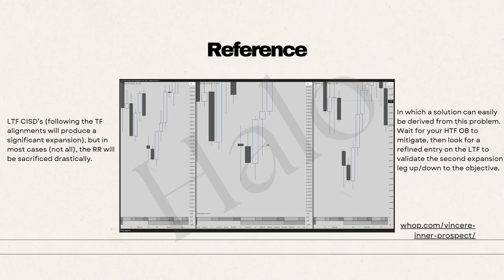Wait for your higher time frame order block to be mitigated and then look to refine it on the lower time frame to validate a second expansion, leg up or down depending on if it's a bullish or bearish order block / CISD. Now, why a second leg up or second expansion?